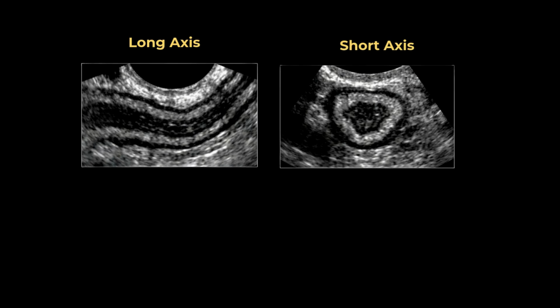The first layer is the interface of mucosa. It appears echogenic or bright. The second layer is the mucosa or deep mucosa. It appears hypoechoic or dark. This layer contains lymphoid follicles, which are prominent in the appendix.